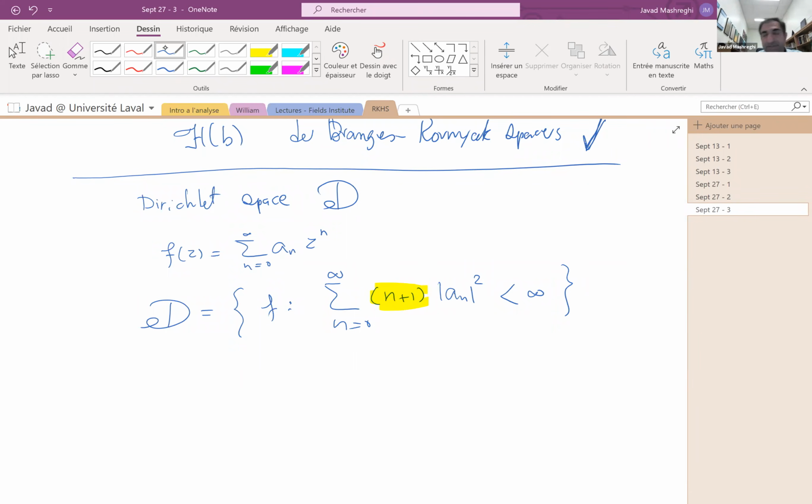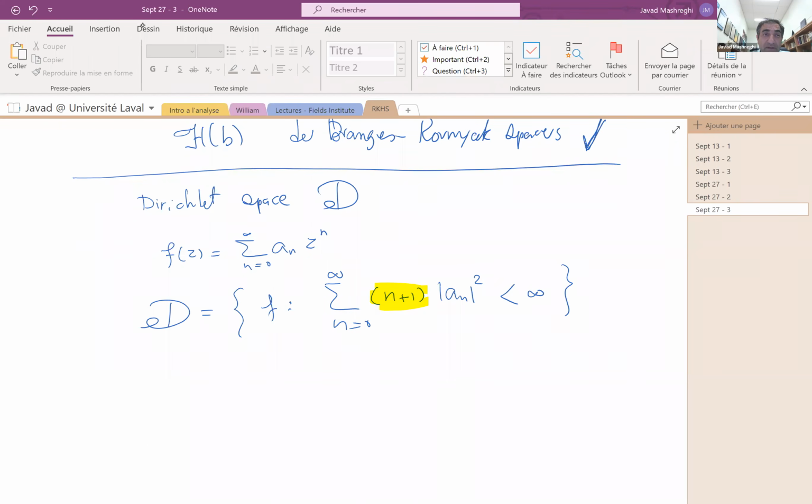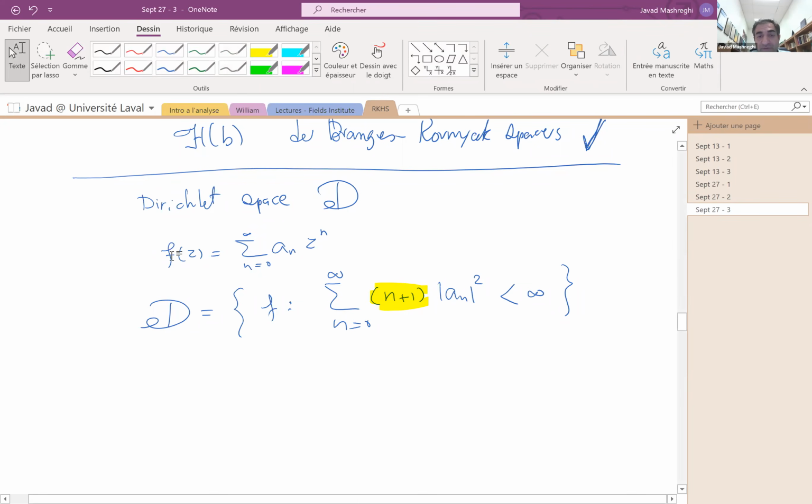You remember the first week I said that from a structural point of view, we have just one separable Hilbert space. So if you just look at these as Hilbert spaces, there is no difference between H2, D, HB, or even model spaces. All of them are the same. But there are other features which make them different. And the kernels are one of them.